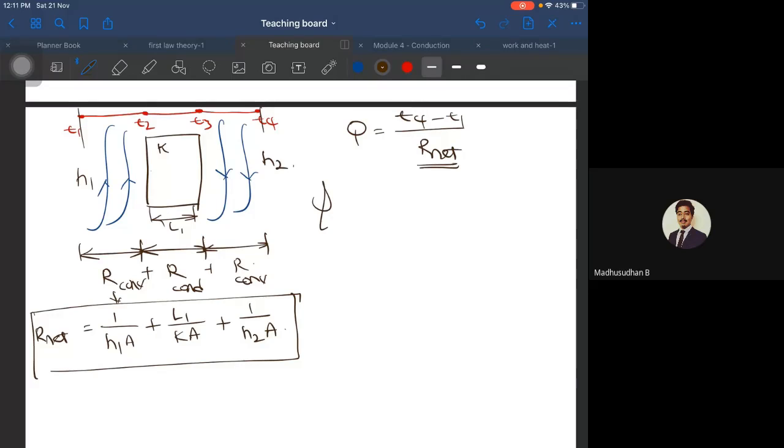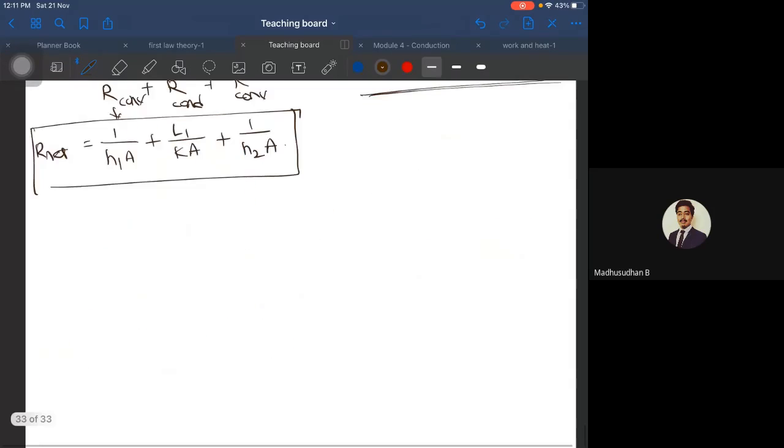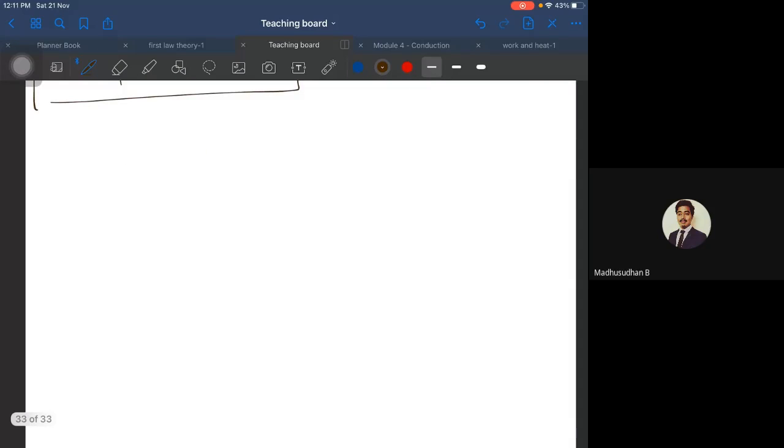So if I want to calculate the value of Q, it is just T4 minus T1 divided by 1 divided by H1A plus L1 divided by KA plus 1 divided by H2A. Clear with these concepts? Understood? Yes, sir. And this is the last part, guys. If you understand this, the whole lump sum is easy.